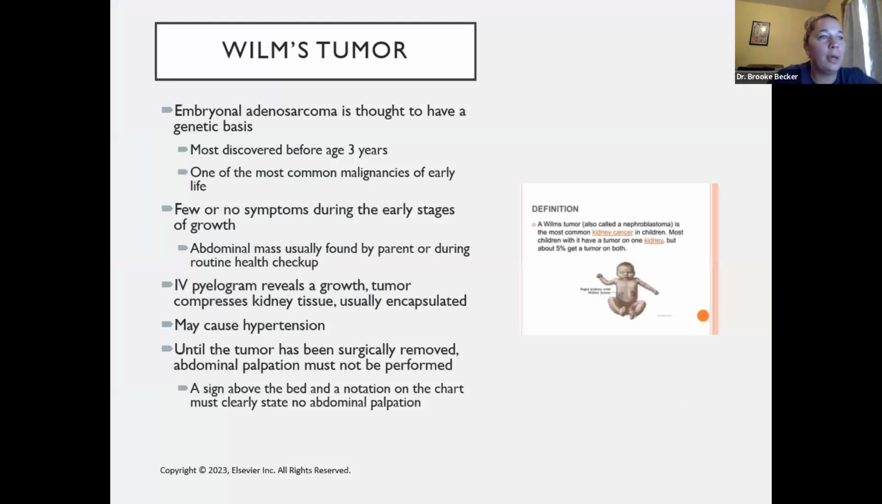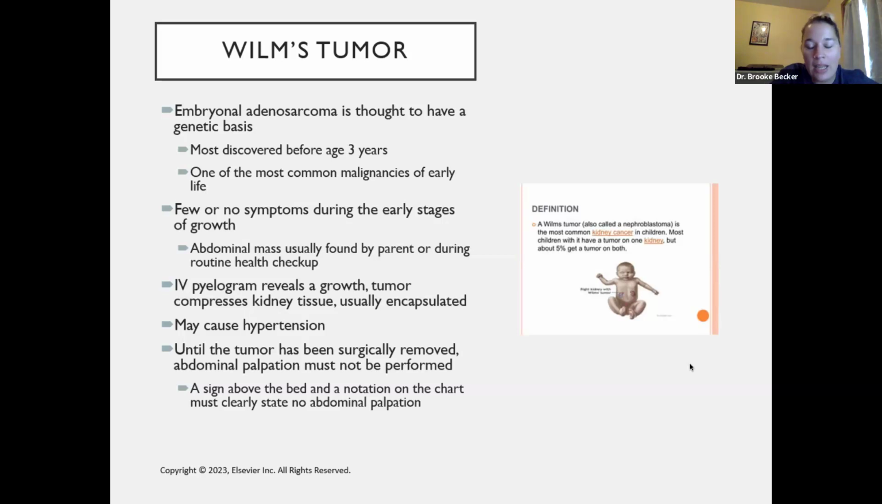So Wilms tumor, this is also called nephroblastoma. You can see that written here. It's the most common cause of kidney cancer in kids. Usually kids have just a tumor in one of their kidneys, but about 5% of kids with Wilms tumor actually end up with tumors in both kidneys.